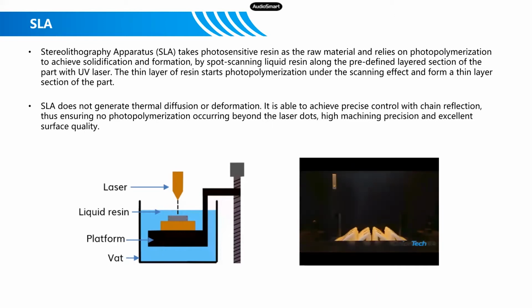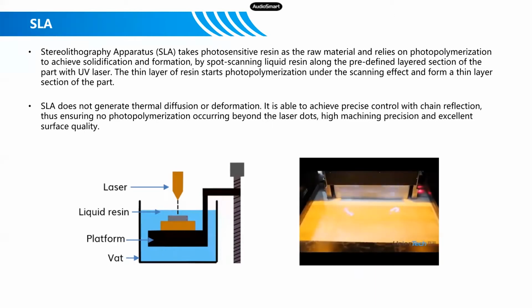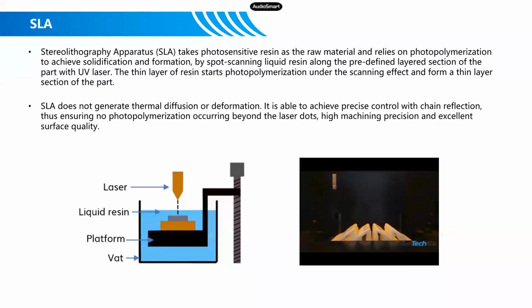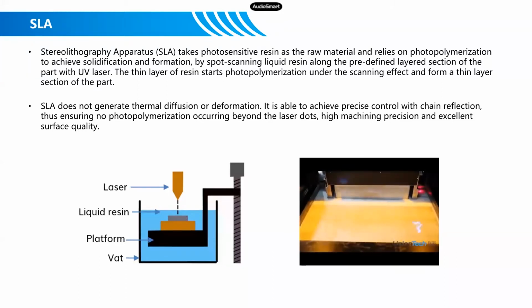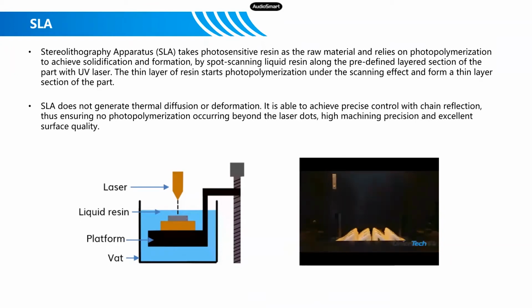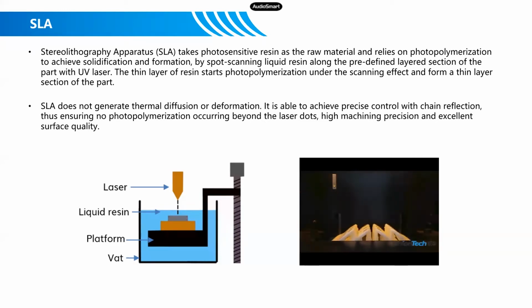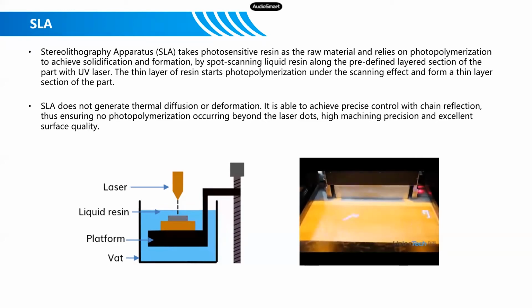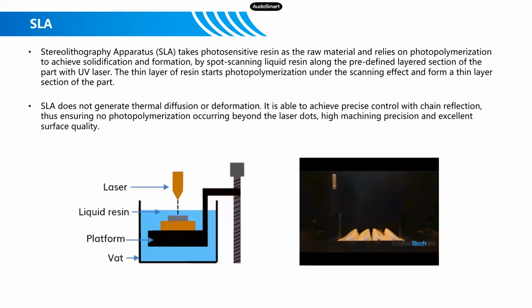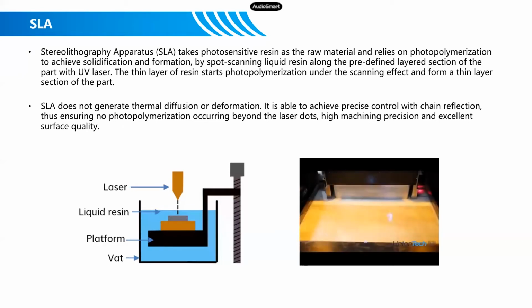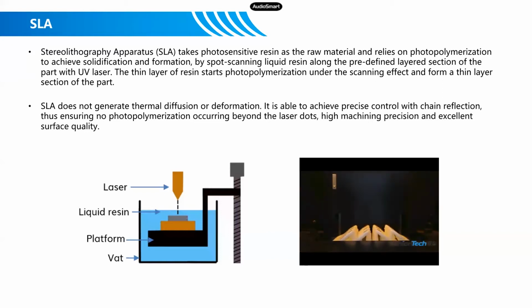is finished, the platform moves down one layer distance, so that there's another layer of liquid resin just in between the solid part and the liquid surface, which is then scanned and cured by the laser. After the second layer is formed, the platform lowers another thickness, layer by layer. This cycle is repeated, and finally, you will get a solid part or workpiece.